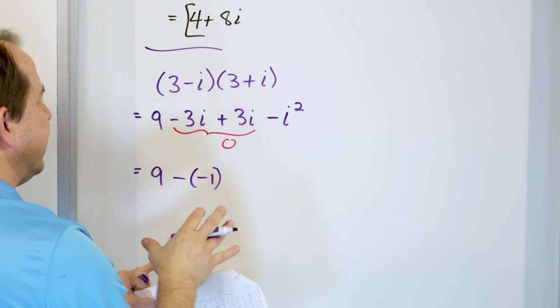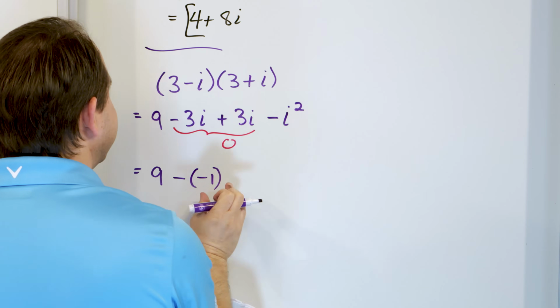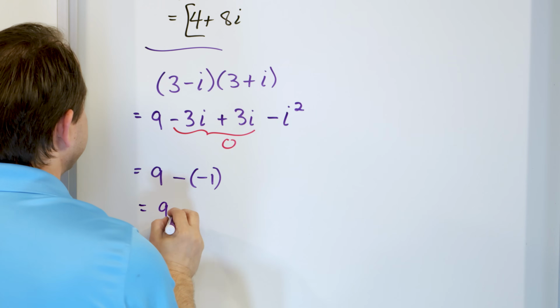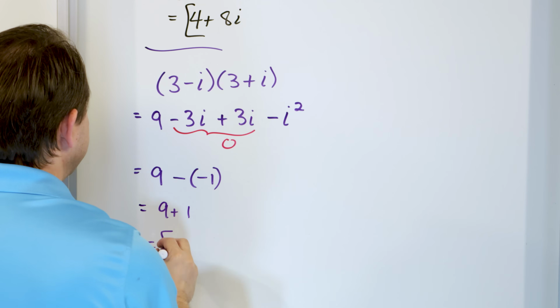Don't do too many things at once, right? It is 9 minus, and replace it with negative 1. So you get 9 plus 1, so you get 10. So the answer is actually 10.